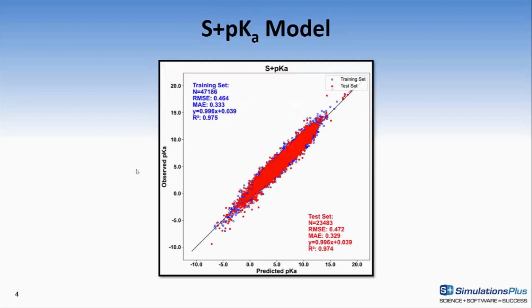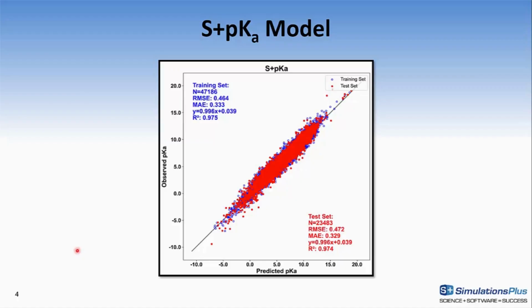This slide shows the observed pKa versus the predicted pKa's for the ADMET Predictor pKa model. You can see that the training set is very large, 47,000 ionization points, and the test set is made up of about 23,000 points. The root mean square error is 0.472, which means that about 70% of the predictions will be within 0.472 of the observed value.